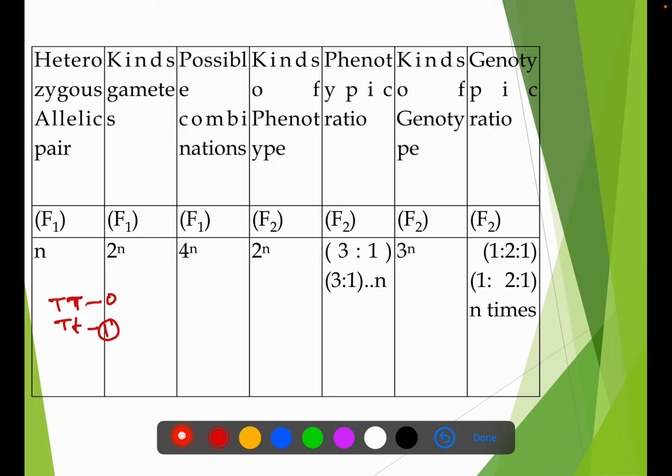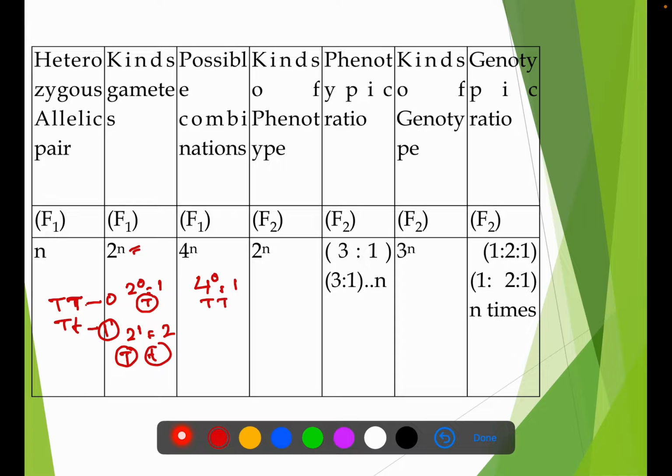Now, kinds of gametes: we have to write 2 to the power n, where n represents the number of heterozygous pairs. For the first it will be 2 to the power 0, which is 1, so you will find only one type of gamete. Here it is 2 to the power 1, which is 2: capital T and small t. Similarly, the possible combinations are 4 to the power n. In the first case, 4 to the power 0 gives only one combination, so whatever the structure, you will find capital T only.